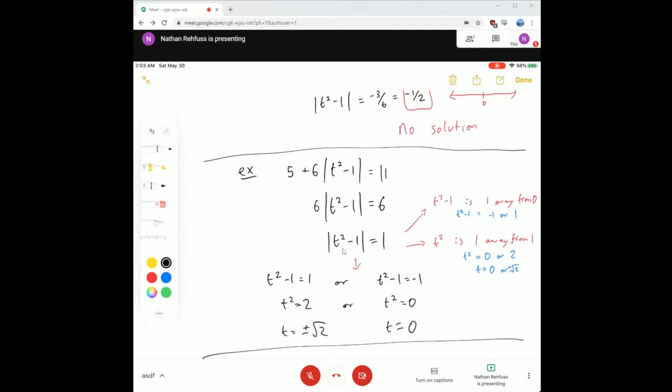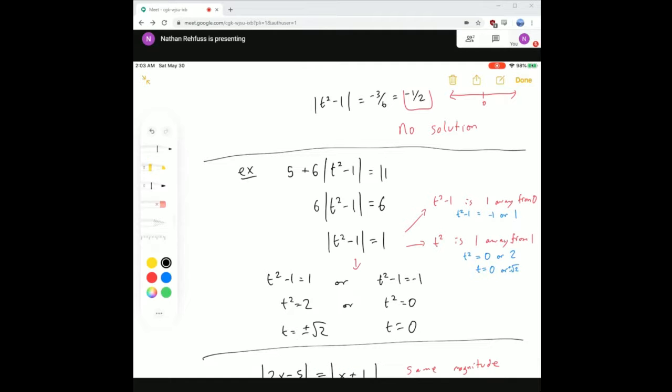There's 2 different things I could plug in to make this work. If I plug in root 2 or negative root 2, then this is 2 minus 1, which is 1, and 1 has a magnitude of 1. If I plug in t as 0, I get the absolute value of 0 minus 1. The absolute value of negative 1 is 1, because it has a magnitude of 1. So either one of those works.